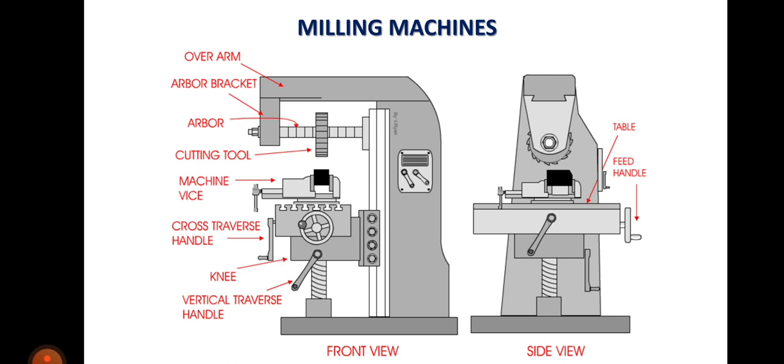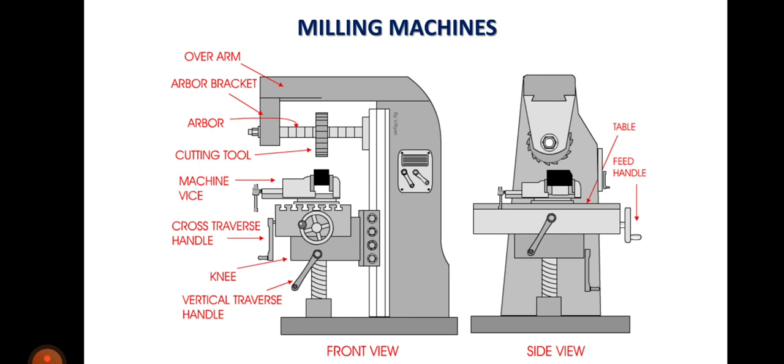Now the next part is the overarm. The overarm is mounted at the top of the column and is guided in perfect alignment by the machined surface. The overarm is the support for the arbor support. The arbor support is fitted to the overarm and can be clamped at any location on the overarm. Its function is to align and support various arbors. The arbor is a machine shaft that holds and drives the cutters.